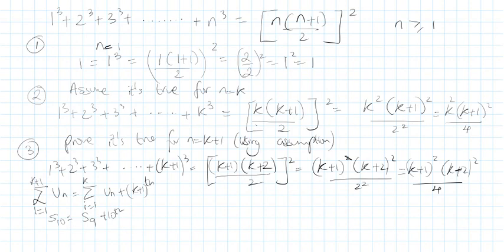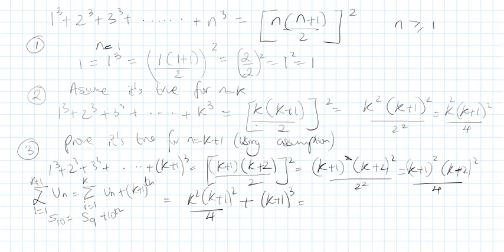So if we need to do the sum from the first term up to the k plus 1 term, which is the expression here, we need to do the sum from the first term up to the kth term, which is stage 2. So that's k squared, k plus 1 squared over 4, plus the k plus 1th term. In this expression, the nth term is n cubed. That's why the first term is 1 cubed, the second term is 2 cubed, the third term is 3 cubed. So the k plus 1th term will be k plus 1 to the power of 3. So this is what we get.